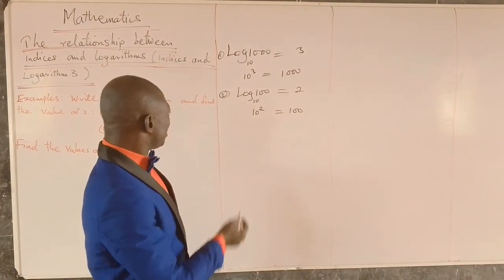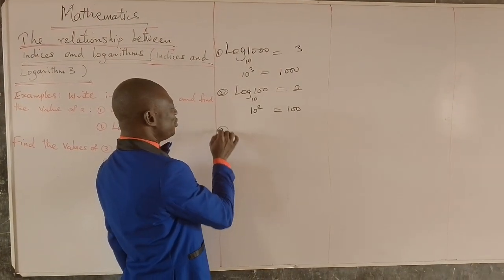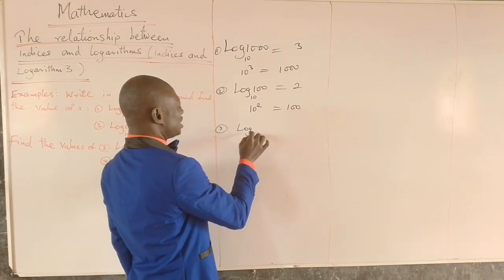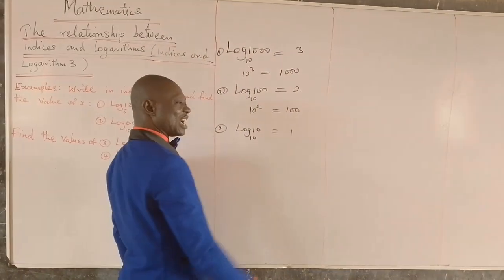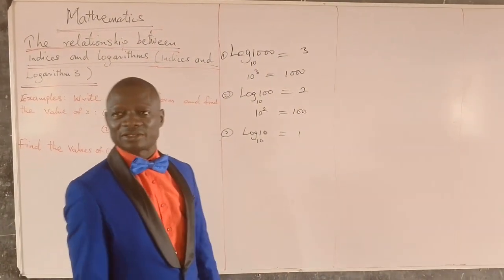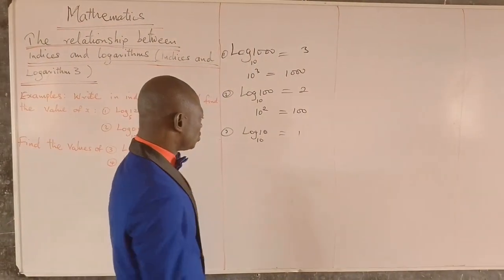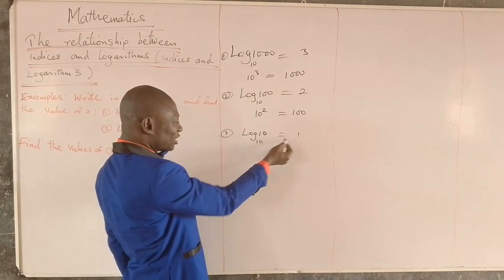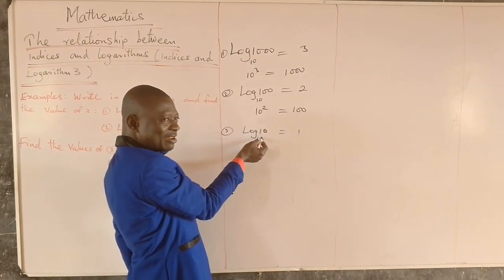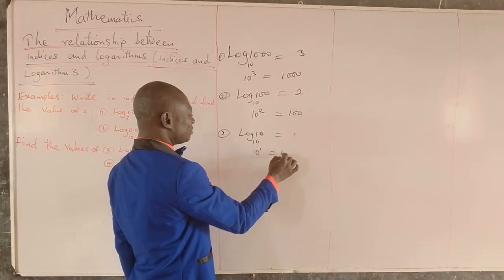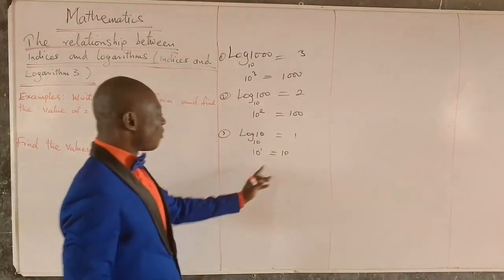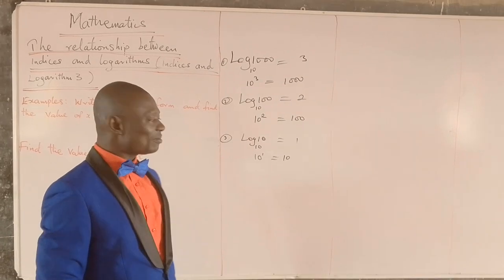Number 3, you know that log 10 in base 10 is going to give you 1, as you can check in your scientific calculator. Also, bring this 1 to come on top of this 10. We have 10 raised to the power 1 is equal to 10. Of course, you know that 10 raised to the power 1 is equal to 10.